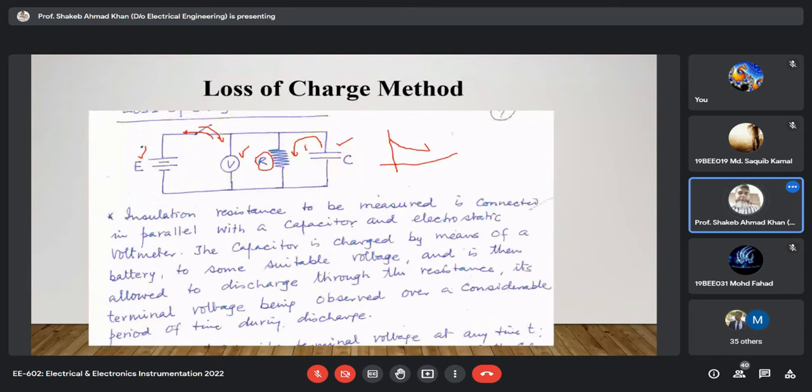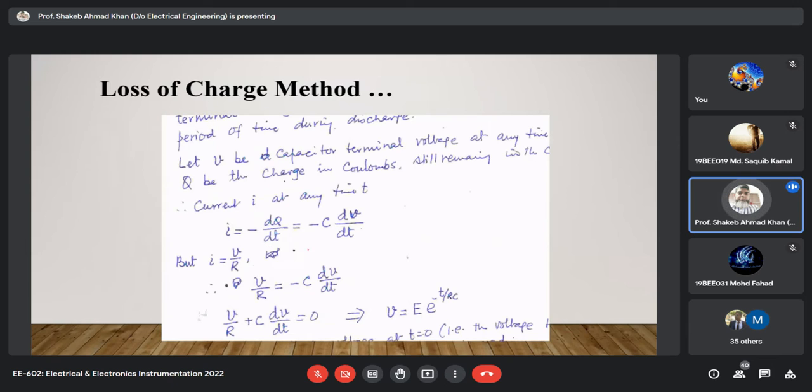Now if the same amount of current is flowing through the resistance, then the current will be V upon R, where V is the voltage across the capacitance, and the same voltage will appear across the resistance also, because both of them are in parallel. So the same current will be V upon R. We equated both of them, then we got this differential equation. When we solve this differential equation, we'll get this. In the equation, this is the solution of this differential equation.